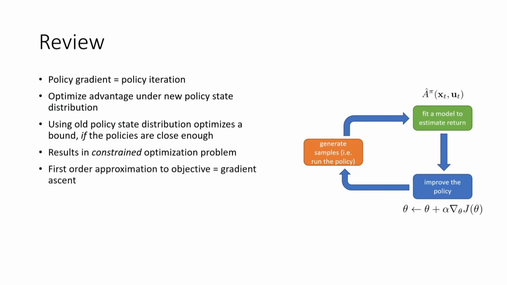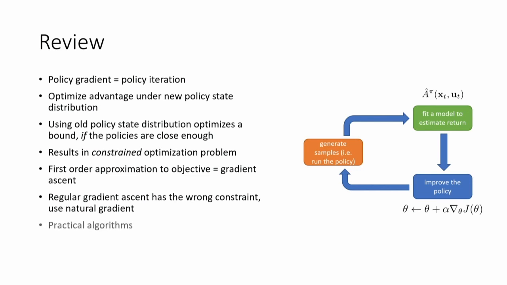A first-order approximation to the objective gives you gradient ascent. Regular gradient ascent has the wrong constraint, so you use the natural gradient if you want an approximation to the right constraint. And some practical algorithms derived from this are natural policy gradient, trust region policy optimization, and proximal policy optimization.